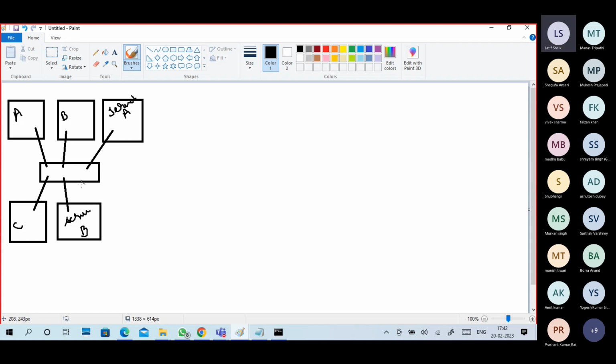We can access from A to B, right? A wants to access the server, so A can access server A. A can access server B. In the same way, B can access these servers. Like this, each one can communicate with each other. So what do we call this? Intranet. Now, there is some guy outside of our network.